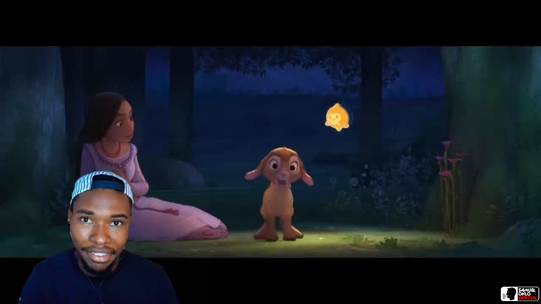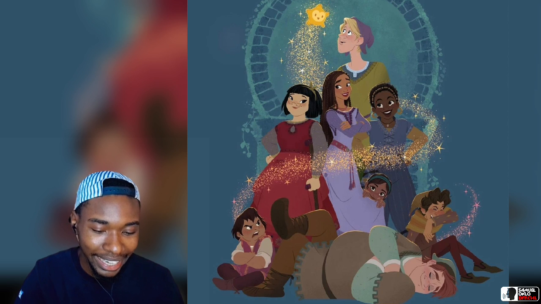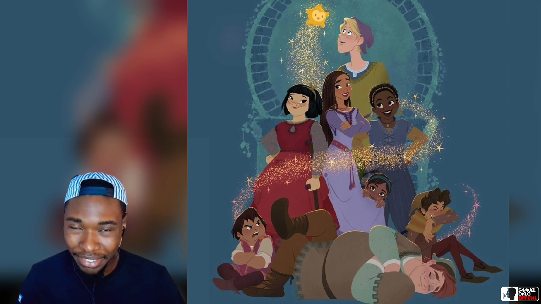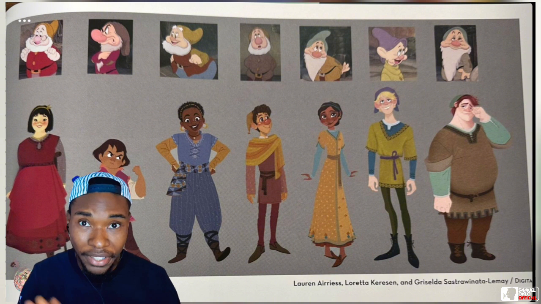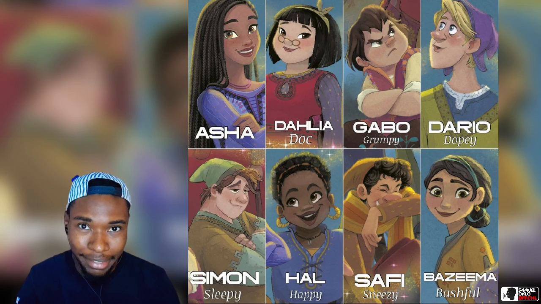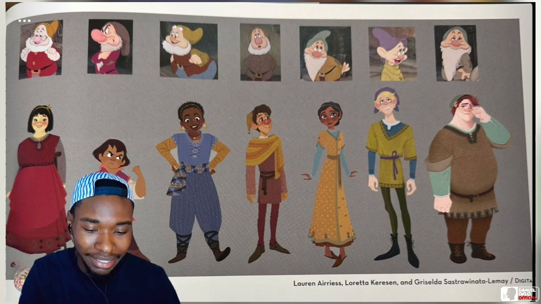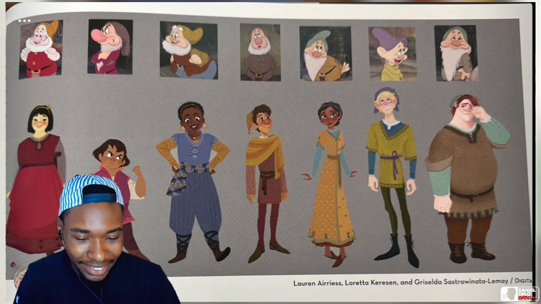So the next thing we have to talk about is Asha's friends, and I didn't even know this initially, but all 7 of her friends are actually inspired by the 7 dwarfs in Snow White. I mean, there are a lot of Snow White references in this film. The first on the list is Dahlia, inspired by Doc, and you can see she's also sporting the same kind of glasses that Doc had in the original cartoon.